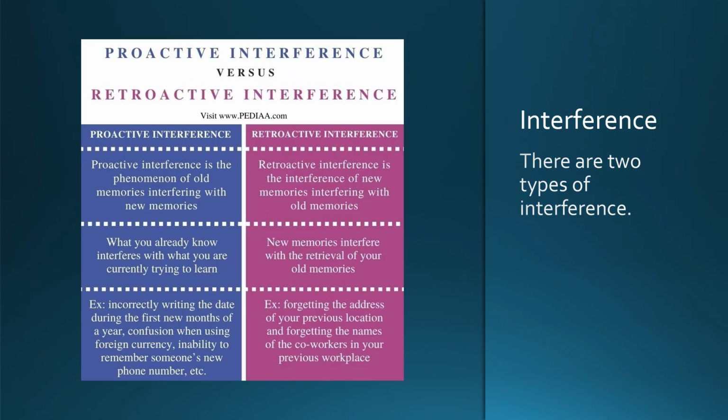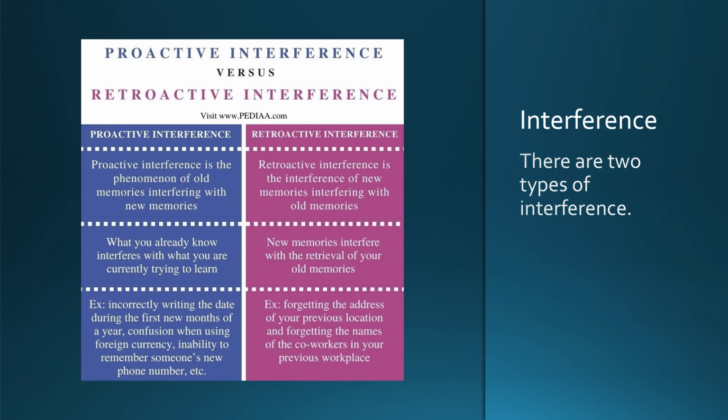Interference is also a cause for forgetting, and there are two types of interference. Let's look at the diagram on the left at proactive interference. This is the phenomenon of how old memories interfere with new memories. What you already know interferes with what you are currently trying to learn. For example, incorrectly writing the date during the first few months of a year, confusion when using foreign currency, or inability to remember someone's new phone number. So it's the ability to remember new information being disrupted by old information.